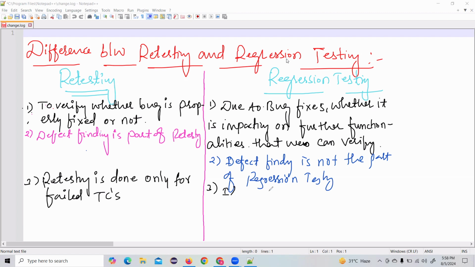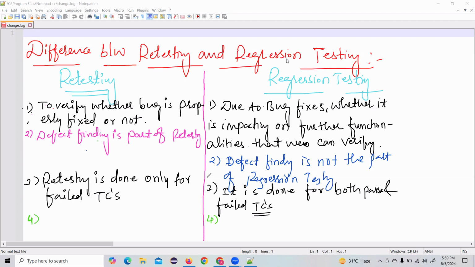It is done for both. Retesting as well as, in the sense of retesting, failed test cases as well as passed test cases. So it is done for both passed and failed test cases. Understanding me? So the point number 4. What is point number 4?